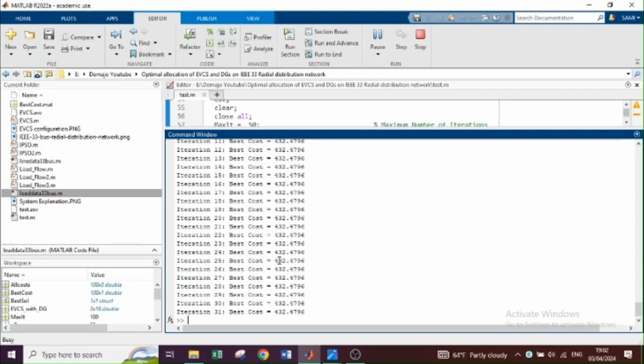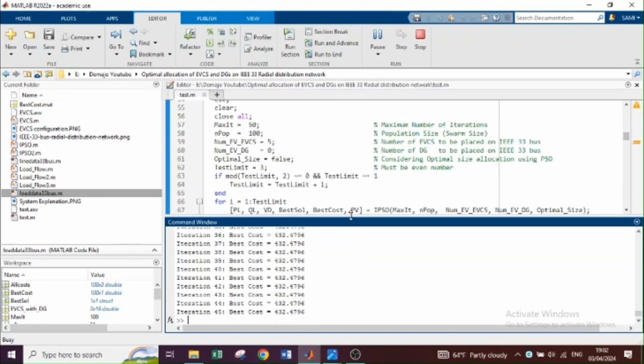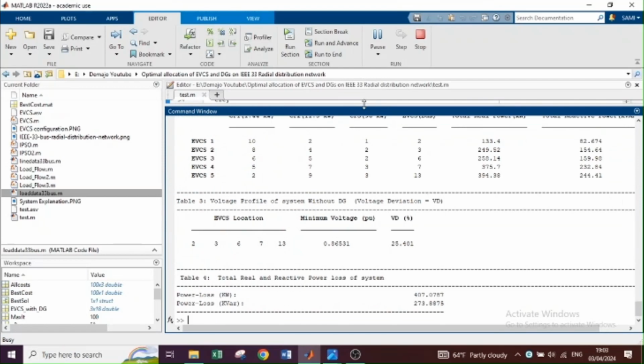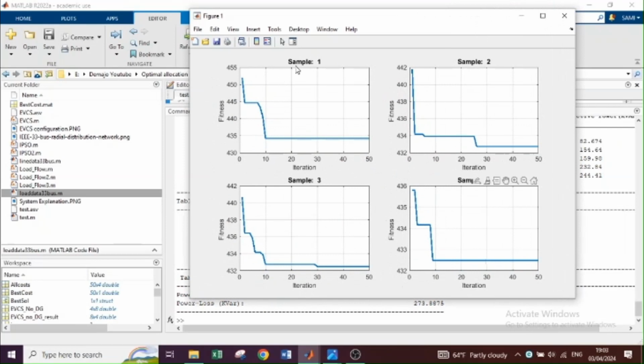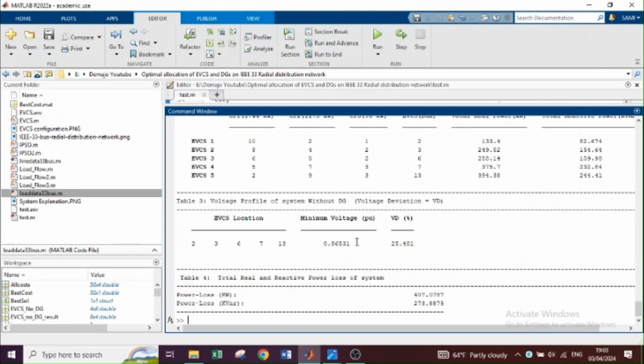Now you might ask why it is not the same. It's because an optimization method like PSO does not look for all the answers. It doesn't search the whole space to find what the best locations are. So sometimes it gives you the results as 2, 3, 6, 7, 13, and sometimes the first bus or second bus would be different. But still, the goal is to reduce the fitness value. And as you can see here, sample 1, I guess, has the highest fitness value, which is not good, but the other samples are perfect.